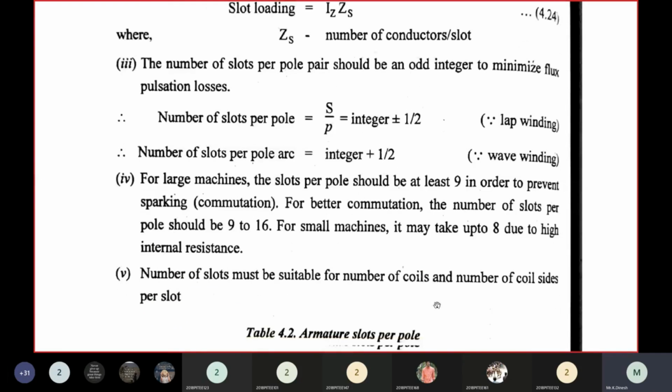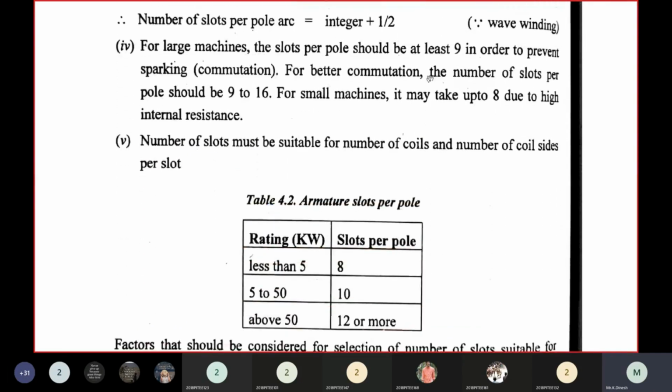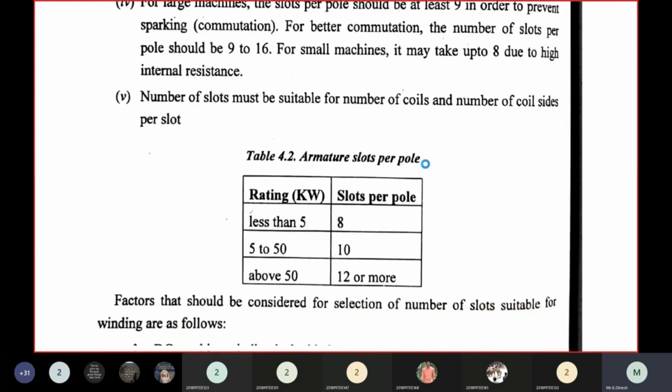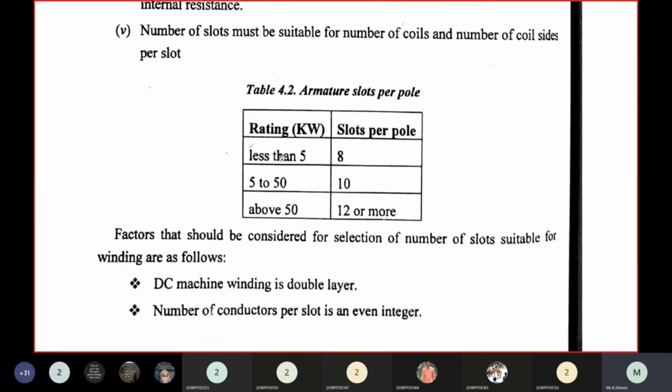The fifth guideline: the number of slots must be suitable for the number of coils and the number of coil sides per slot. Less than 5 kilowatts means we utilize 8, 5 to 50 means 10, and above 50 means we use 12 or more. So the following factors should be considered.